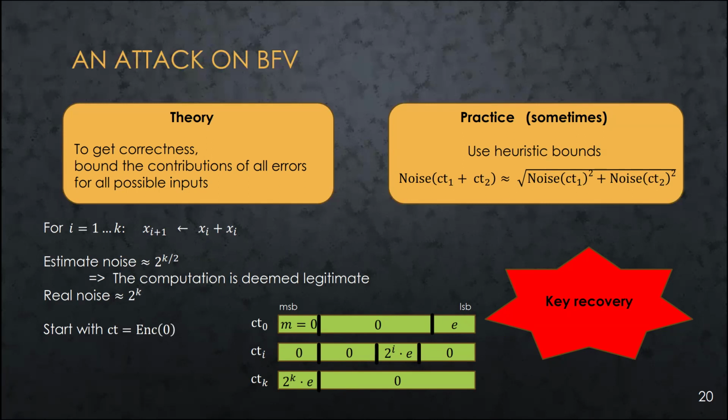And if you choose k correctly, basically you are putting the noise term into the most significant bits. And when you ask for the decryption, you get the noise terms. Okay, so you get the input noise terms. And if you have the noise terms, then you have a linear equation in the secret, and you can recover the secret. So this gives a key recovery attack just based on k homomorphic additions.